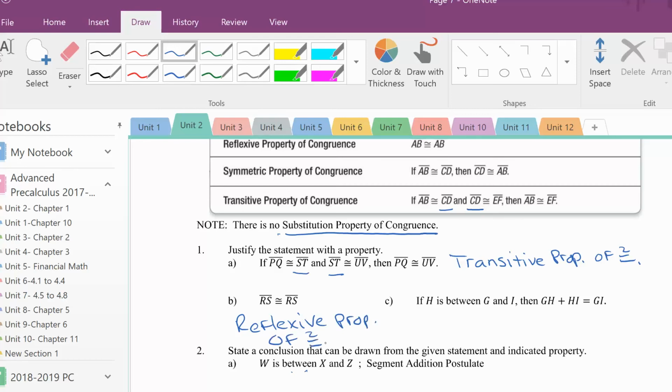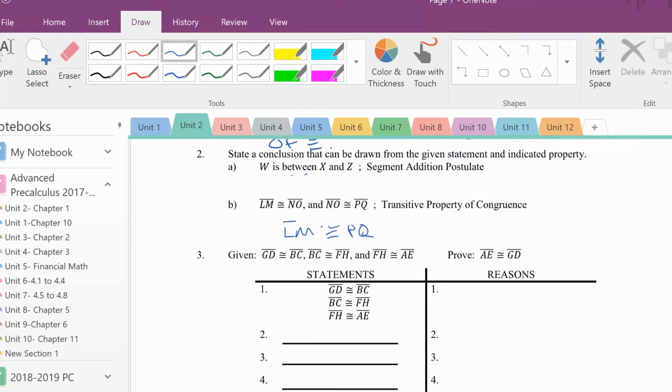of congruence. If H is between G and I, then GH plus HI is equal to GI. That is the segment addition postulate. Part plus part equals whole thing.